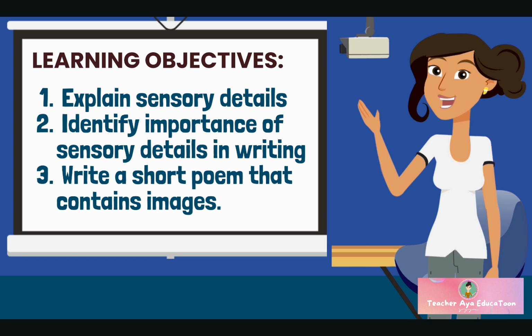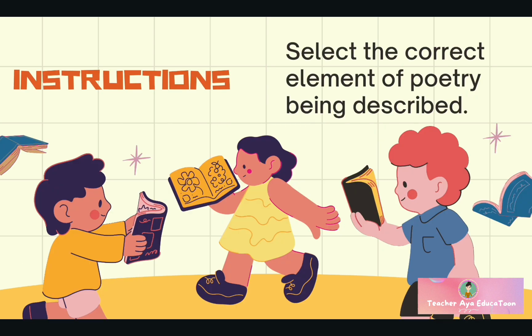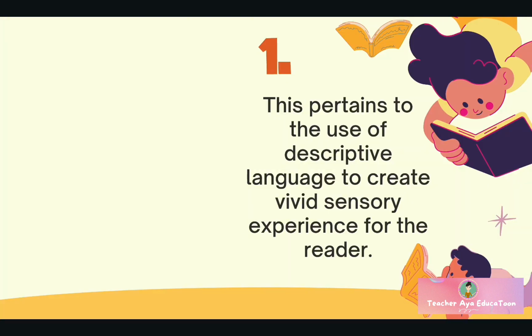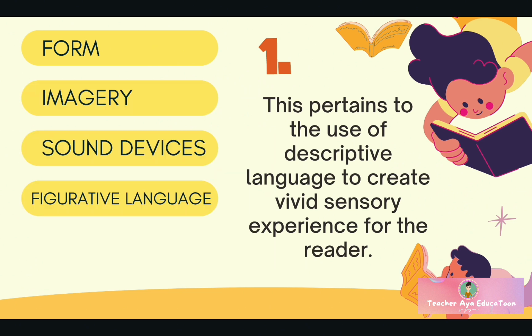Let us do a short recall of our previous lesson about poetry. Select the correct element of poetry being described. Are you ready? Let's start. This pertains to the use of descriptive language to create vivid sensory experience for the reader. Is it form, imagery, sound devices, figurative language, or theme?